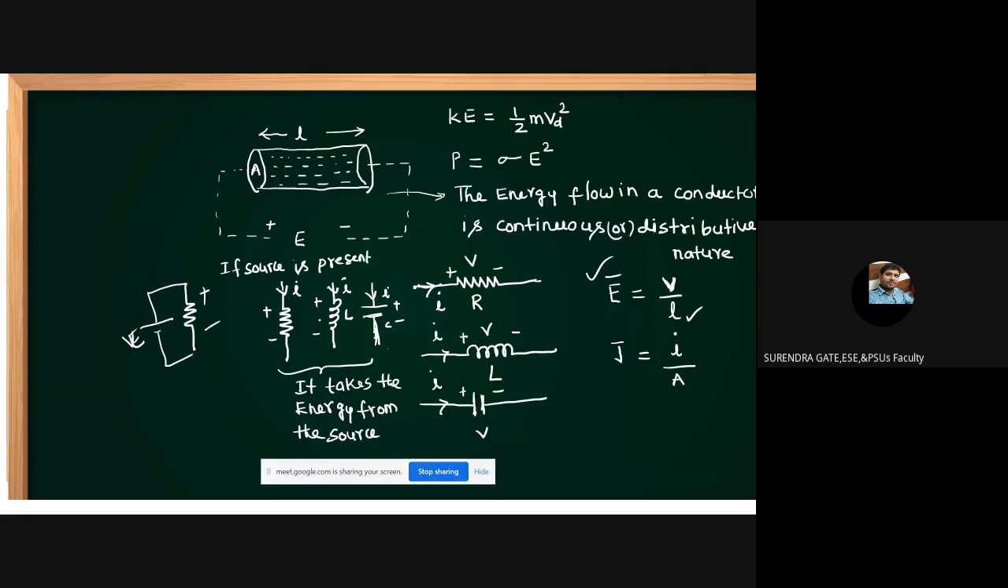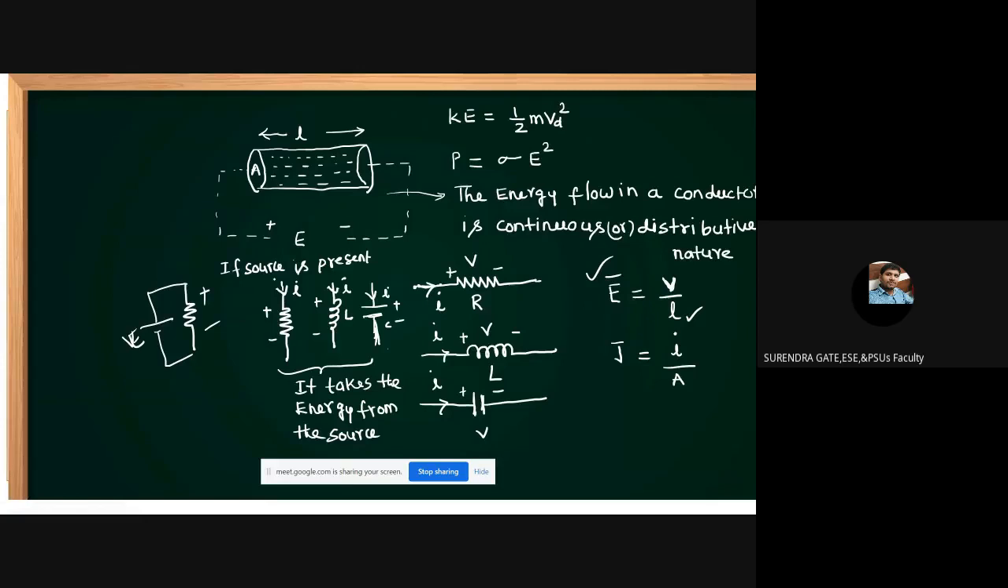If the source is absent from these two elements, the energy is released. Initially, because of the source, energy is stored in L and C. If the source is removed, these elements deliver the energy, to the resistor if the resistor is present in that circuit. That means in the case of L and C, if the current enters at the positive terminal, it takes energy. If the current leaves from the positive terminal, it delivers energy.